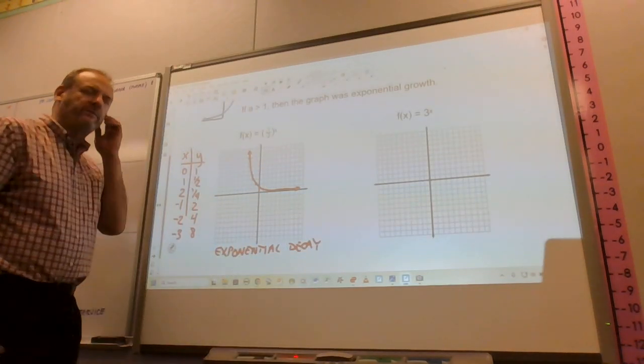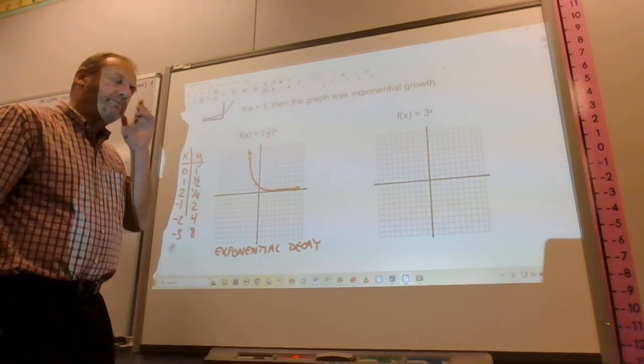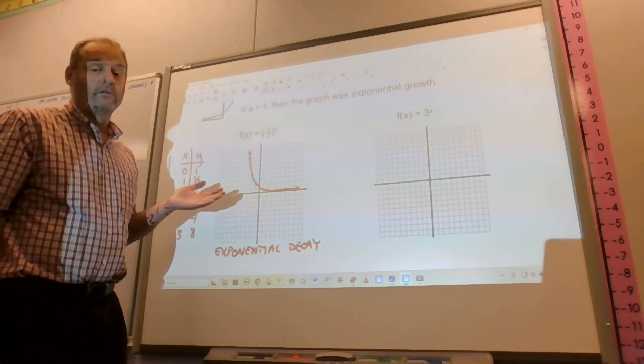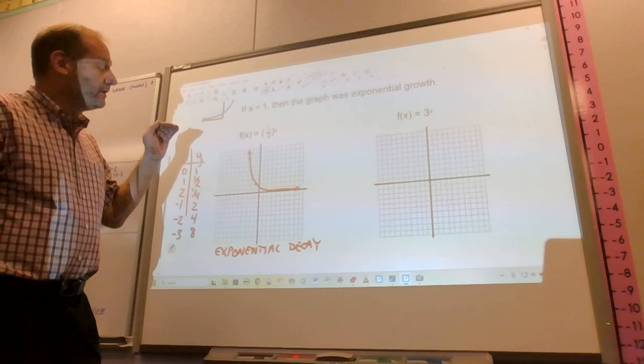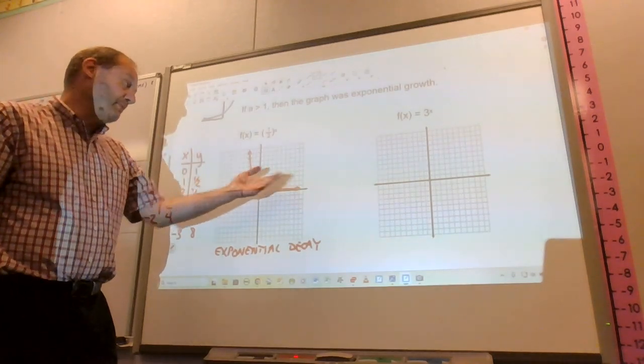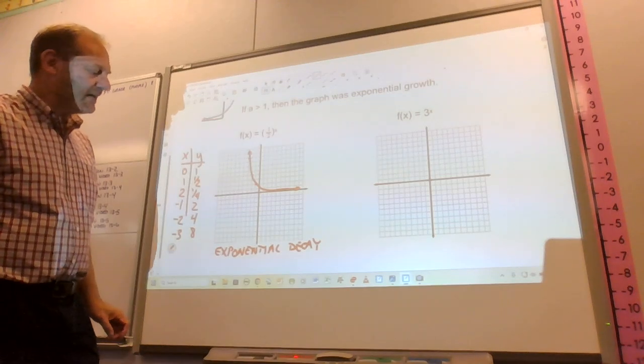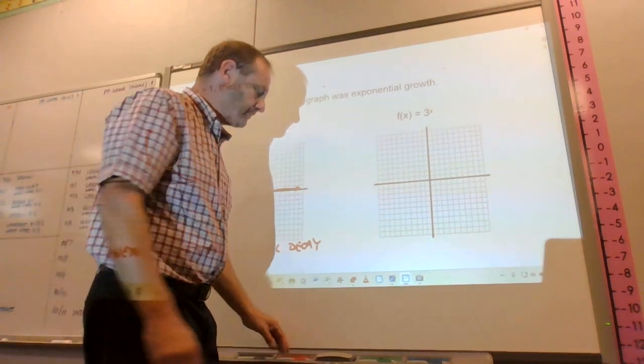Things that experience exponential decay like this would be like radioactivity. Okay, things with a half-life, they actually follow this path right here. Okay. Now let's look at this one, 3 to the x power.